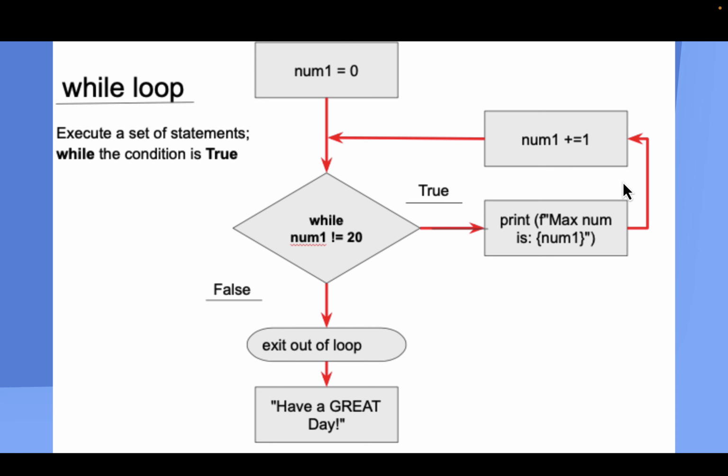You notice that here, while the condition is true, we're going to do some kind of activity, and then we're going to increase the value. So for example, num1 plus equals 1 increments by one and keeps on going. While the condition is true, it keeps on moving through that. Then once the condition is false, it exits out of the loop.